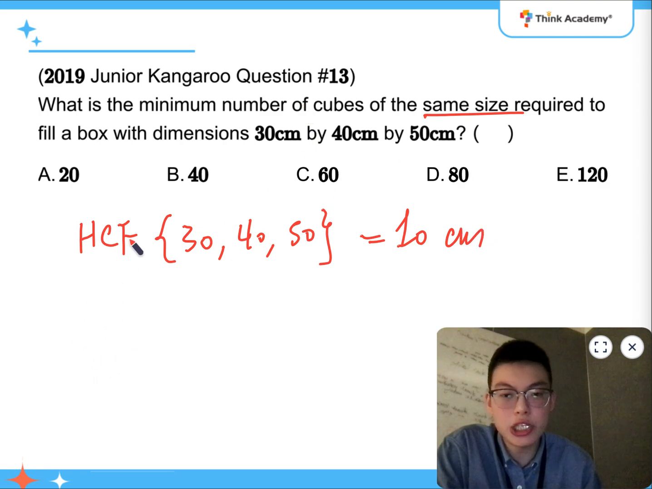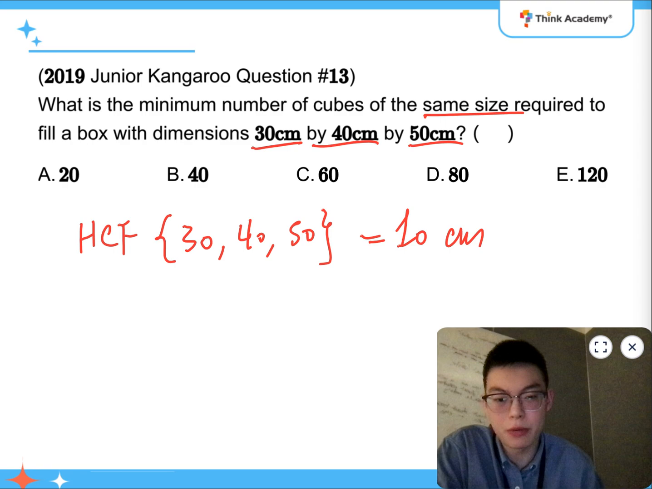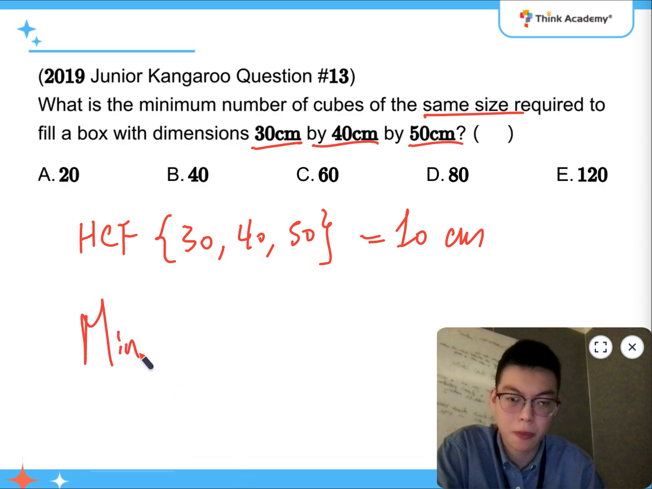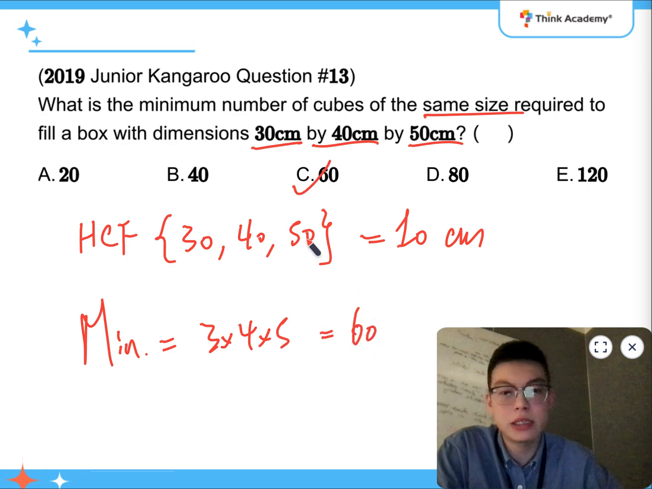So it means that each cube is 10 by 10 by 10, which means that you can fit 3, 4, and 5 cubes along each dimension. So the minimum number of cubes is equal to 3 times 4 times 5, which is going to be 60. Alright, so the answer is C.